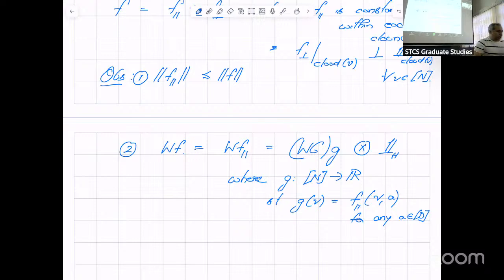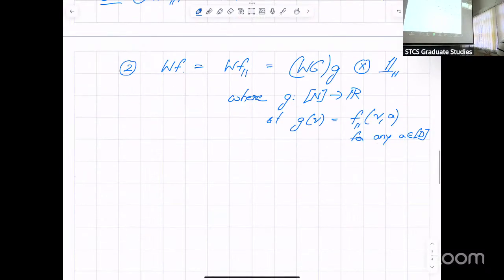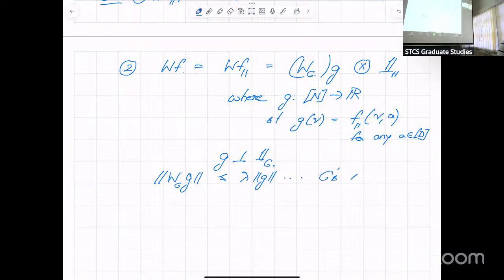And notice this G, and G is also perpendicular to the all ones function with respect to the graph G, because F was perpendicular to all ones. This is just local averages, so the sum will still be orthogonal to this. So all I claim out here is WG. Sorry, this is G. WG of G is certainly less than or equal to lambda of G. This just follows from the G spectral expansion.